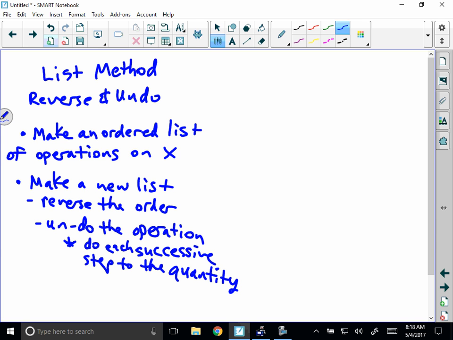You make a list, a new list, and reverse the order and undo the operation to each successive step to the quantity. This doesn't make any sense unless we look at an example, does it? So let's look at an example.